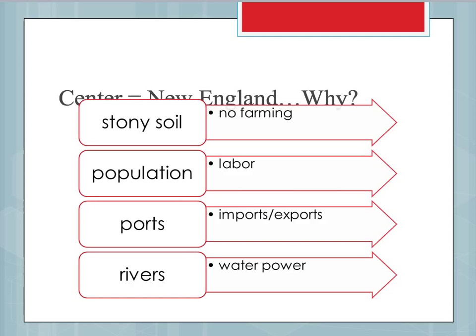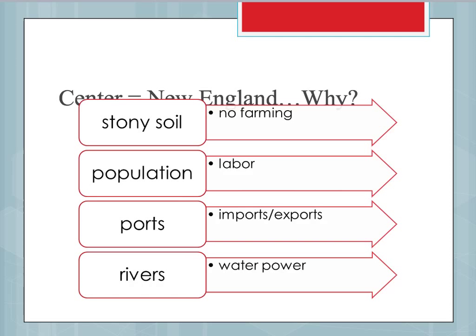Second of all, they had a huge population due to the immigration that we've already looked at with the Irish and German immigrants. So they had a ready labor supply. There were plenty of people available to work in these factories once they built them. They also had ports. Being on the Atlantic seaboard, they had easy access to European and other markets. So for imports and exports, it was the ideal location for that.